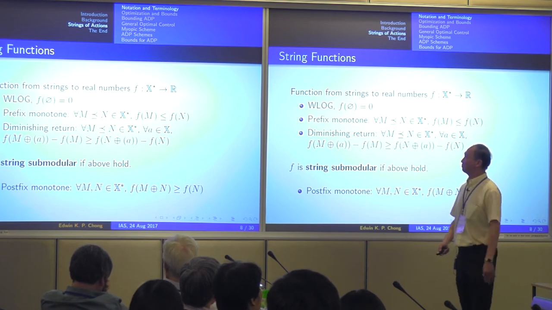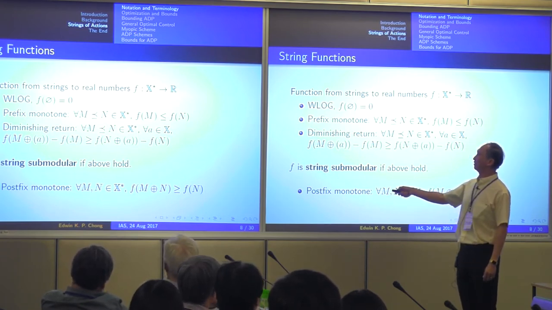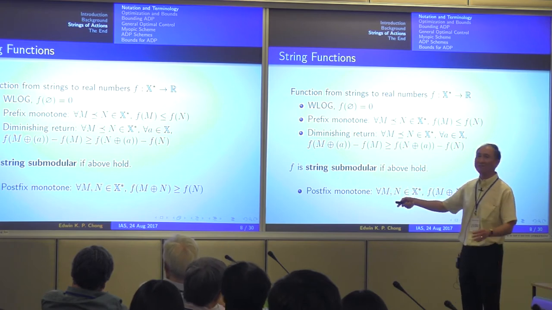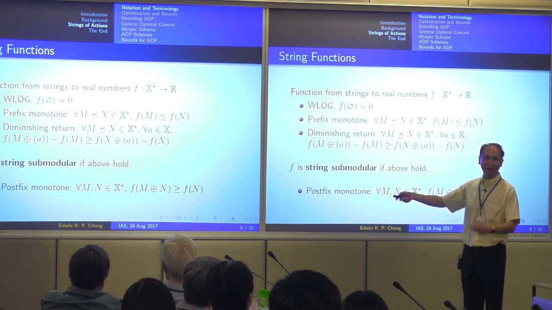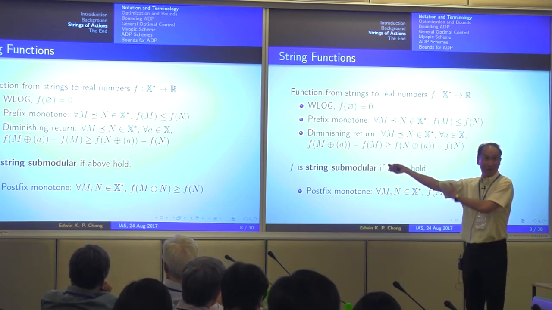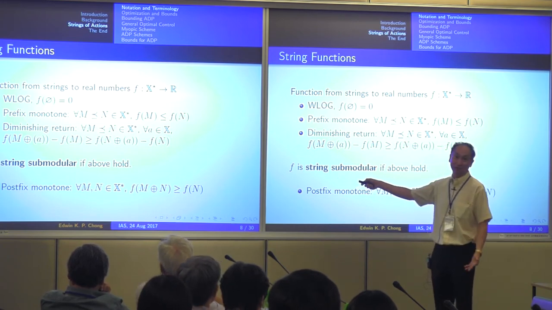All right. So suppose I have a function from strings to real numbers, f from x star to R. Without loss of generality, f at the empty string is 0. What does monotone mean? Well, let's use prefix as our partial order. So monotone just means monotone, just like we had before, right? If m is less than or equal to n, f of m is less than or equal to f of n.